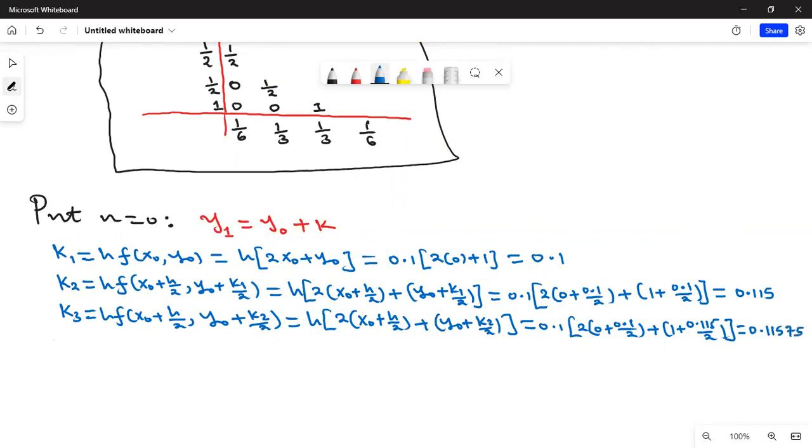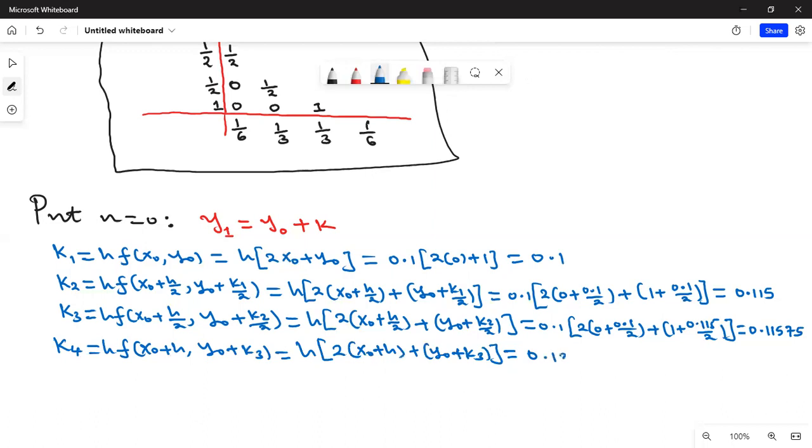0.11575. And finally, K4 is equal to h f of x naught plus h, y naught plus K3. This will give you h into twice of x naught plus h plus y naught plus K3. I don't need to write everything, you just substitute those values. That should give you 0.131575.